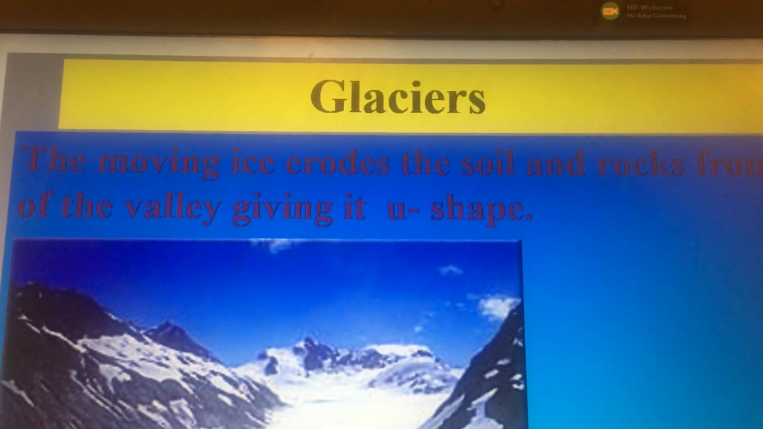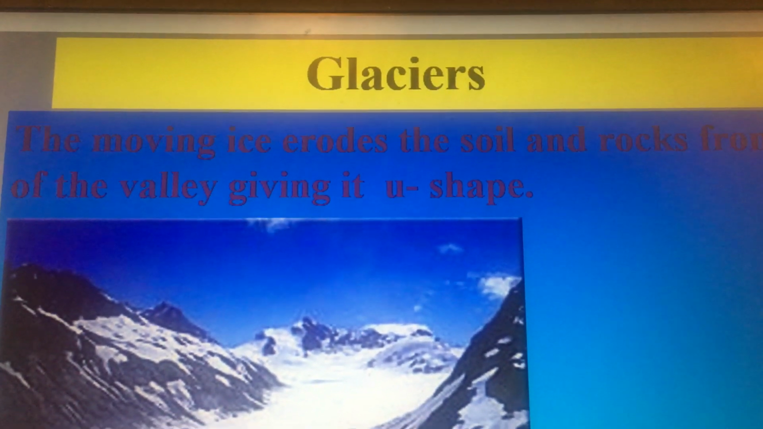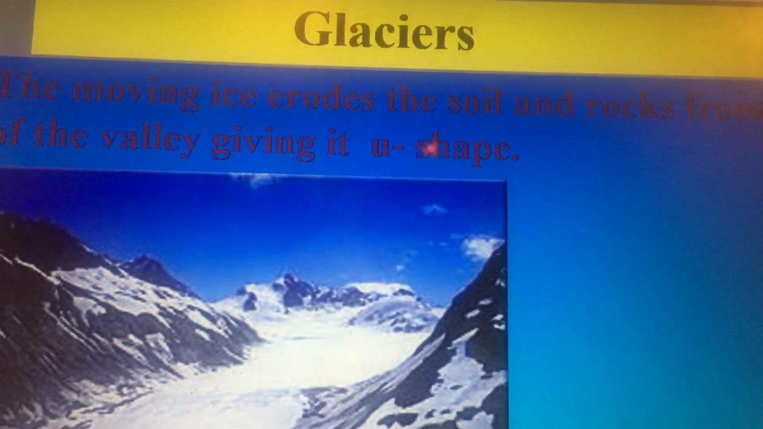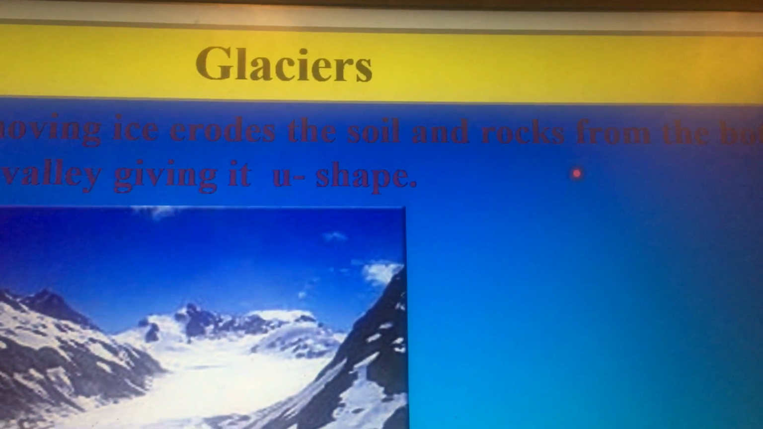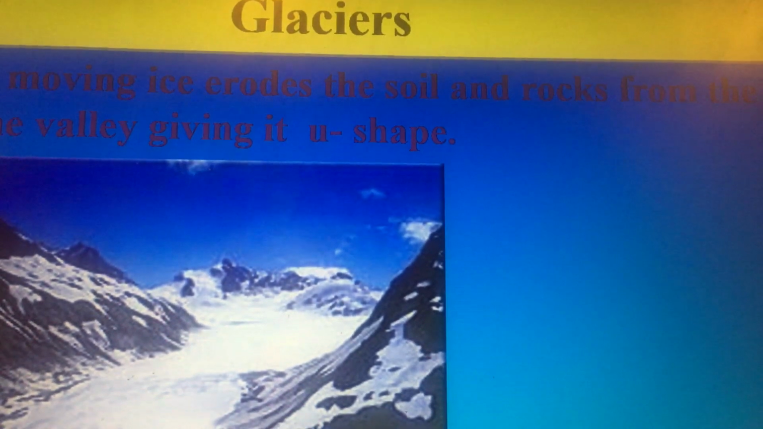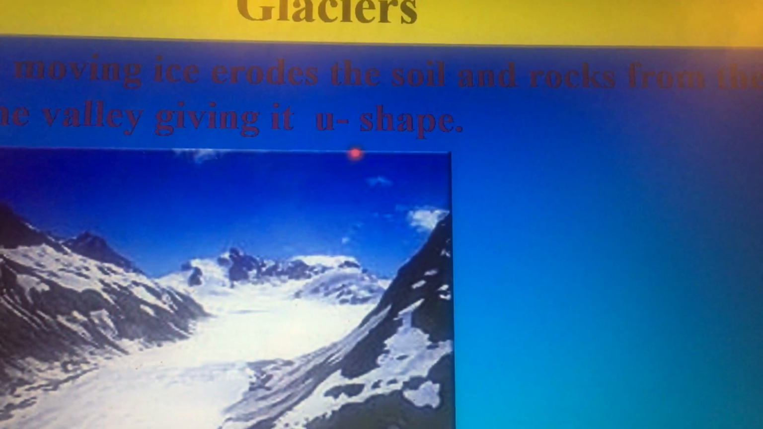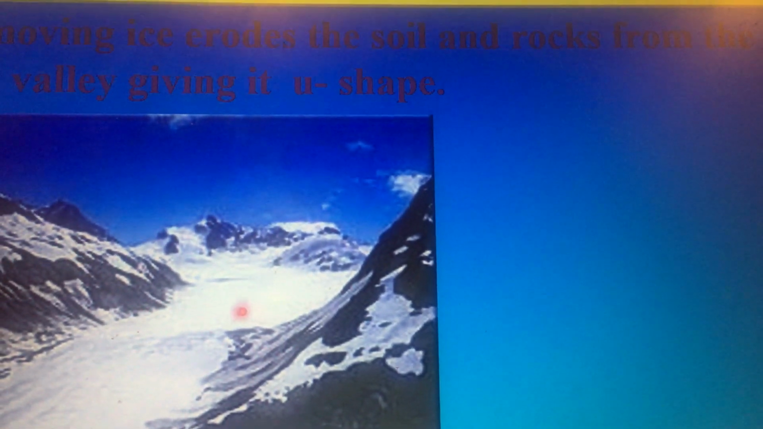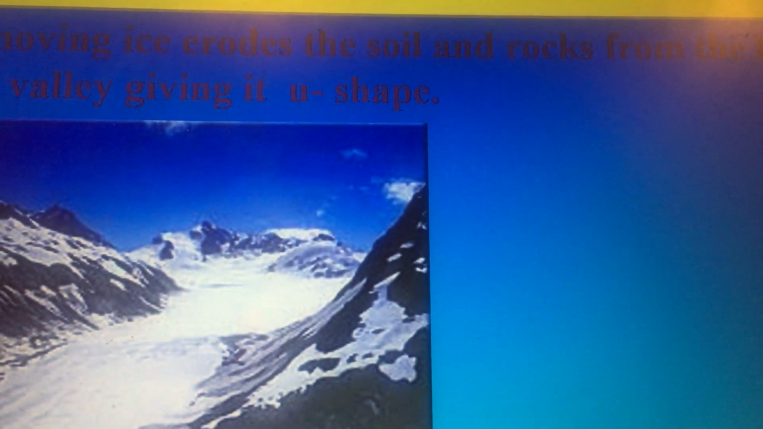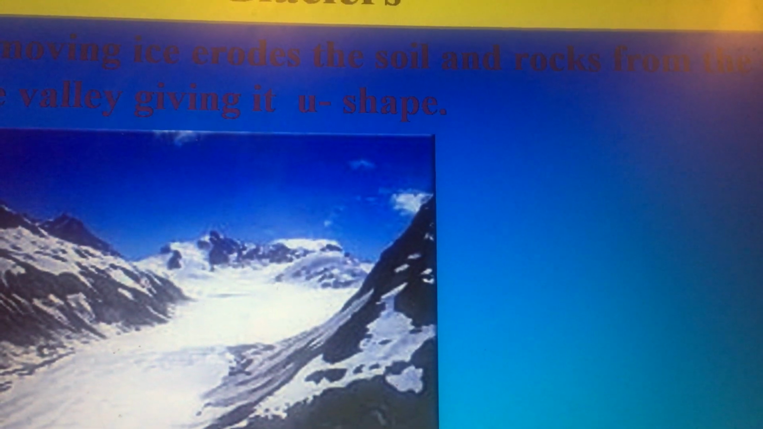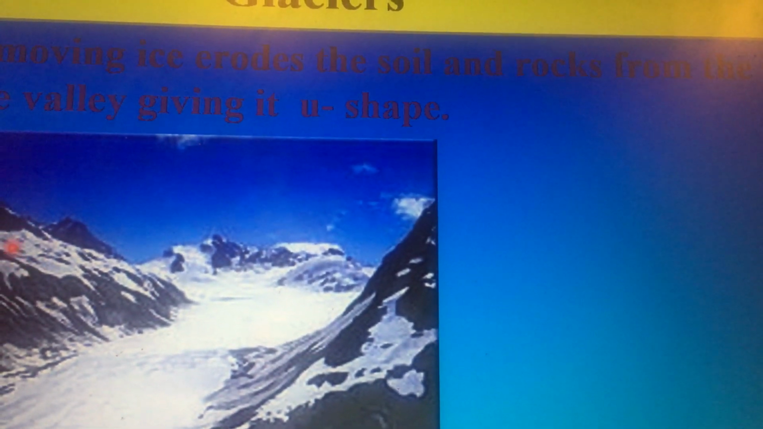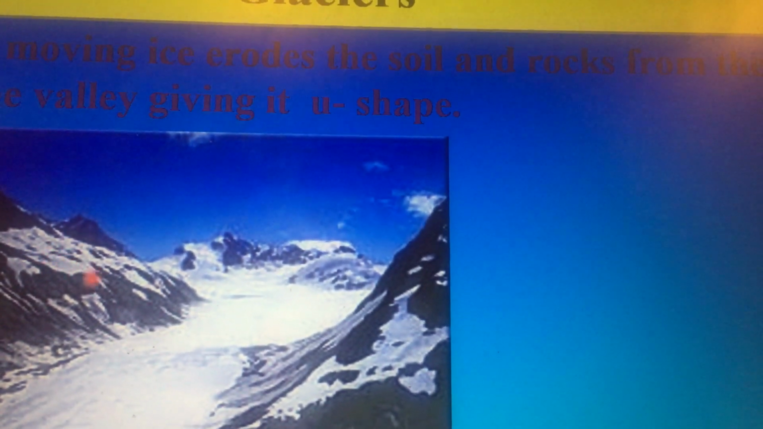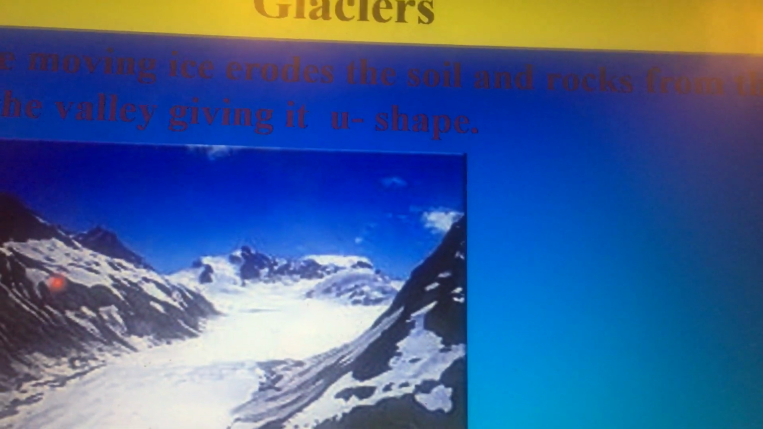Now, glacier. The moving of ice erodes the soil and rocks from the bottom of the valley, giving it a U shape. You see here this U shape? So, the moving of ice, this is the ice, erodes the soil and rocks from the bottom of the valley, giving it a U shape.